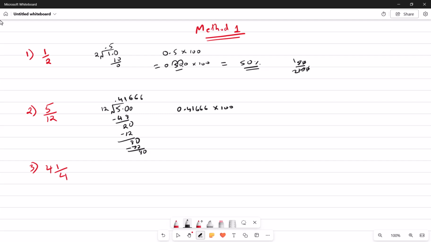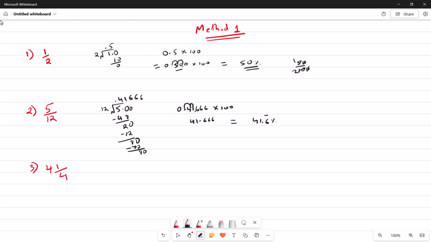When we multiply this by 100, the decimal is going to go 2 places forward, remember? So it's going to end up here. So it's going to be 41.666, and you have 2 ways of rewriting this. You can either say 41.6 and add a bar here. That just means the 6 is going to keep repeating, and add a percentage sign here.